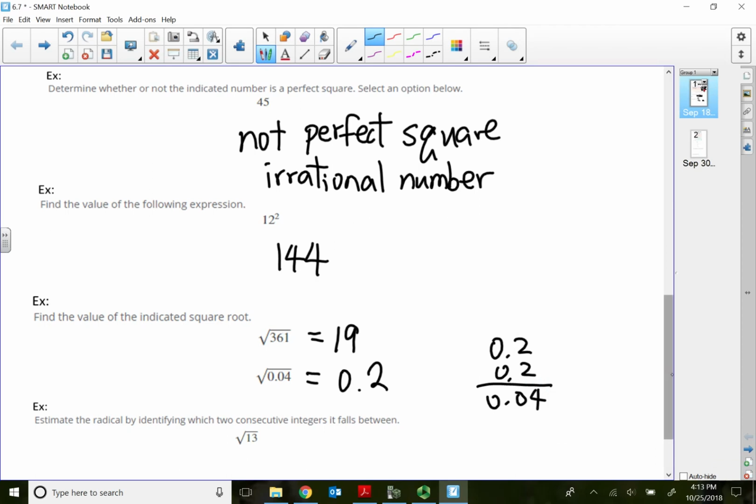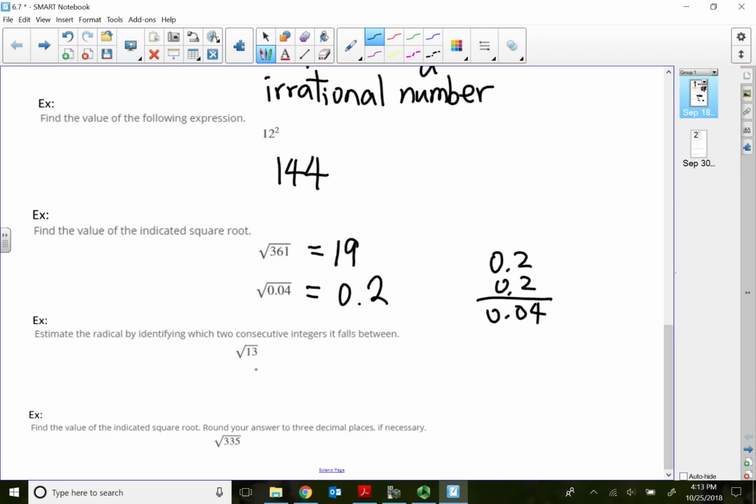All right, 13 is not a perfect square number. So when I take a square root, it's going to give me some kind of crazy decimal. So let's estimate the radical by identifying which two consecutive integers it falls in between. So think about this: give me a perfect square number before 13 and one after 13. The one after 13 has to be the square root of 16, which is 4.